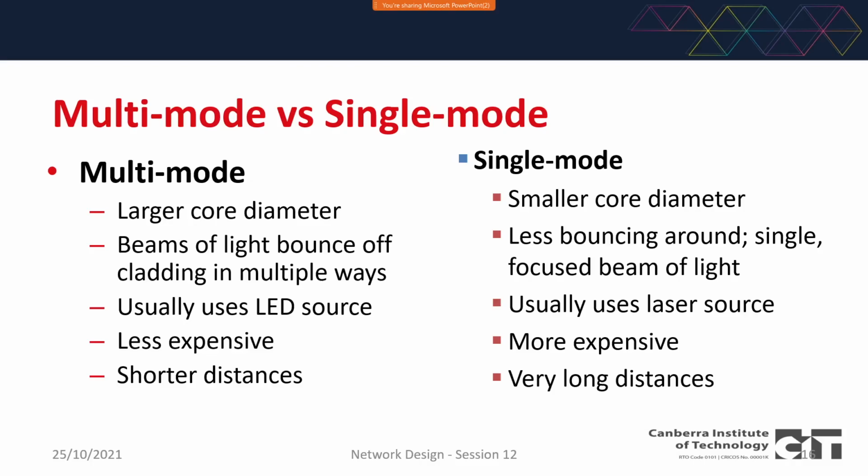Now, with multi-mode, because we use inexpensive LEDs and because of the way that the light is transmitted, bouncing off the cable, we have shorter distances in multi-mode cables compared to single mode cables. Okay? With single mode cables, we have a smaller core diameter. It's less bouncing around. It's a single focused beam of light.